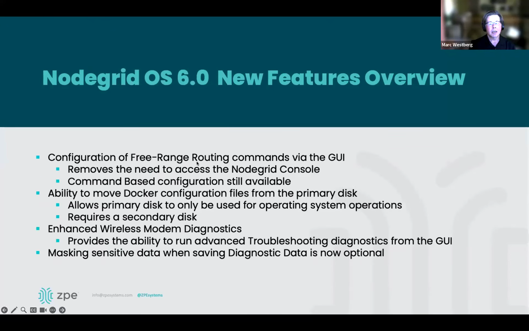A little overview. Free Range Routing is what ZPE uses in Nodegrid OS for dynamic routes: OSPF, BGP, RIP. Not that anybody would use it, but it is what it is. VRRP is also included in there, so now we can get some interface redundancy. Pretty straightforward, pretty simple. Why would we want to do this? A couple of reasons.